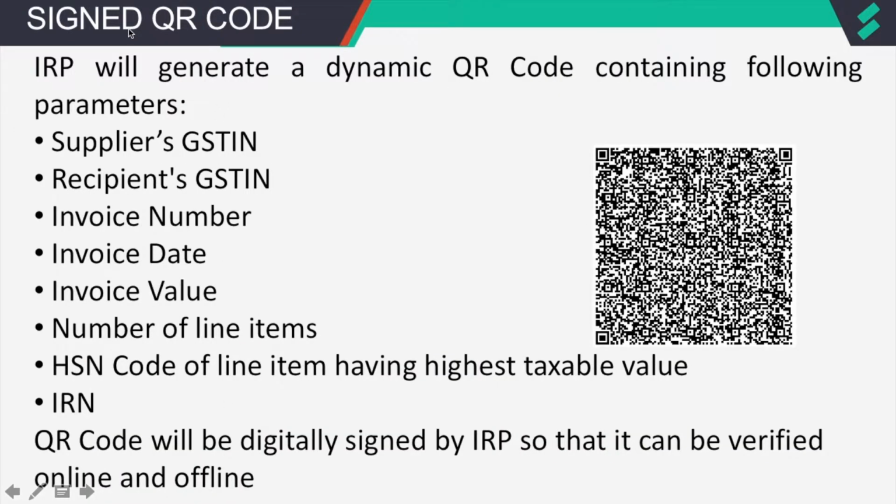Signed QR code. IRP will generate a dynamic QR code containing the following parameters: supplier's GSTIN, that is your GSTIN, customer's GSTIN, invoice number, invoice date, invoice value, number of line items, HSN code and IRN. This QR code will be digitally signed by IRP so that it can be verified online and offline.